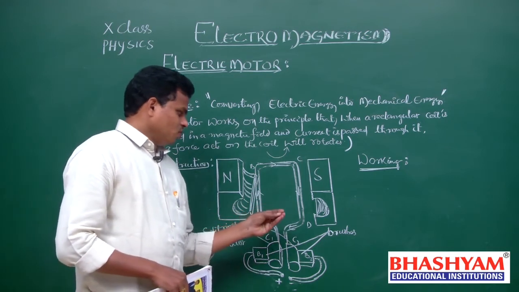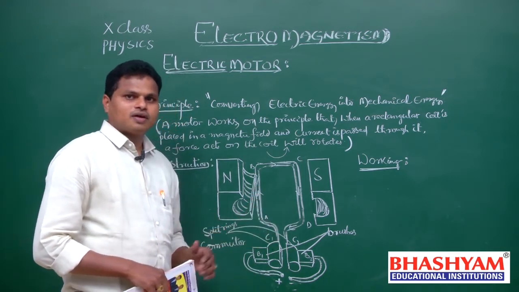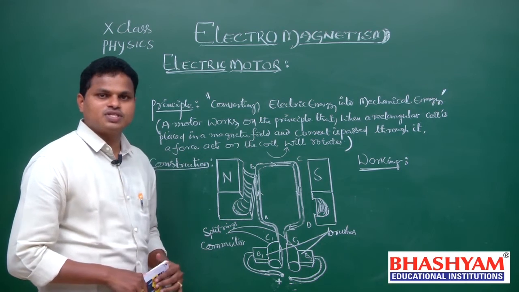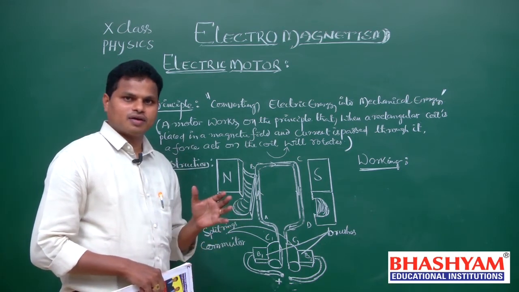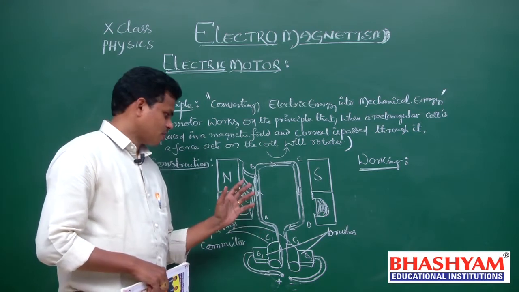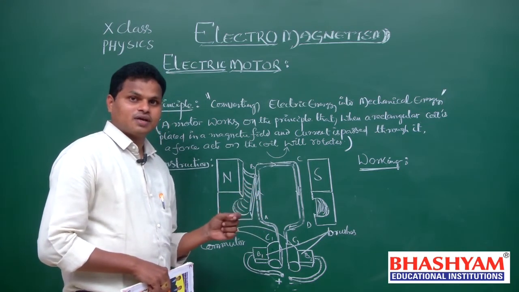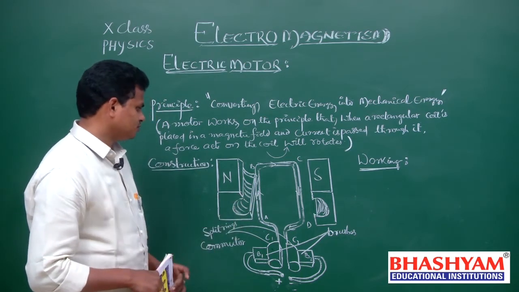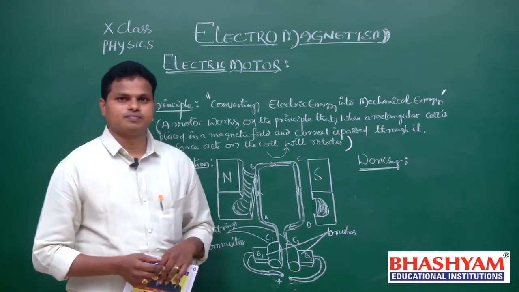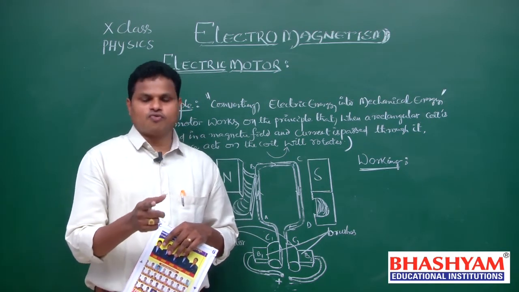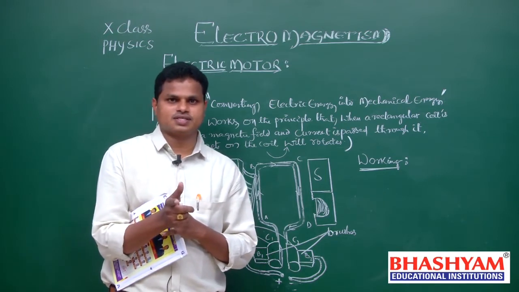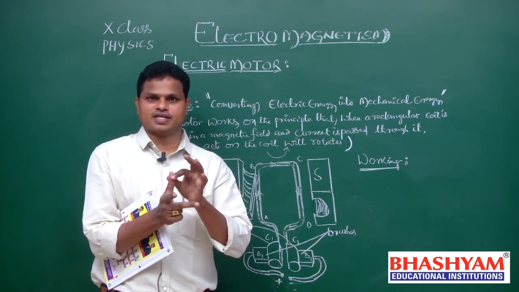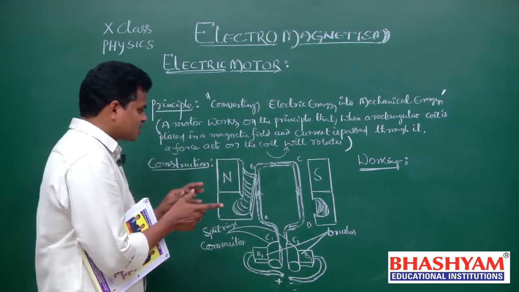Now, what is the force acting on the coil? How will it rotate, clockwise or anti-clockwise? Let us see. By using the right hand rule, you can find the direction of the magnetic force, and due to that you can say in which direction it rotates. Now apply the right hand rule. The right hand rule states that the forefinger points towards the current, the middle finger points towards the magnetic field, then the thumb gives the direction of force.